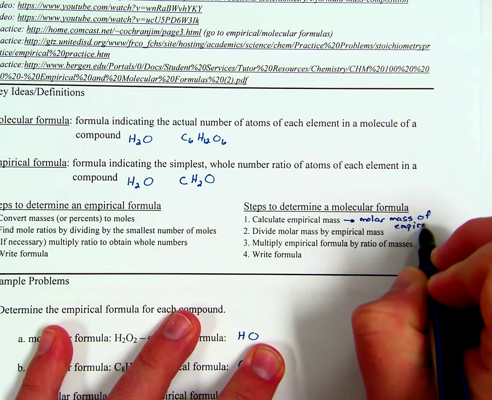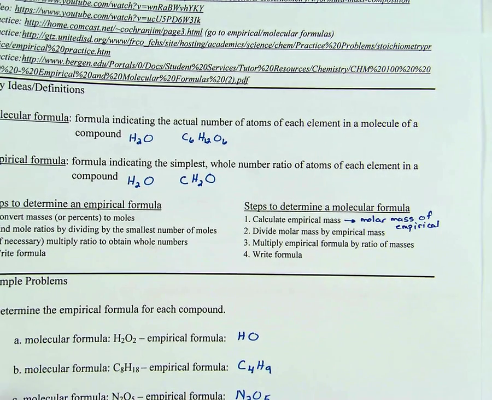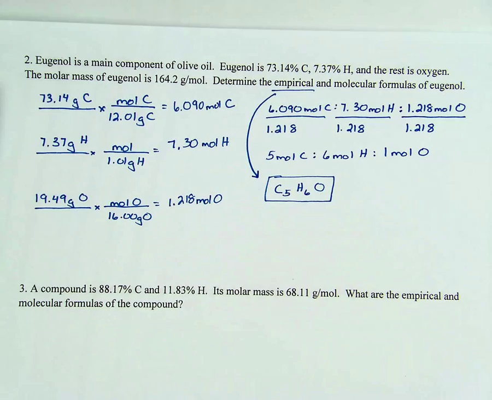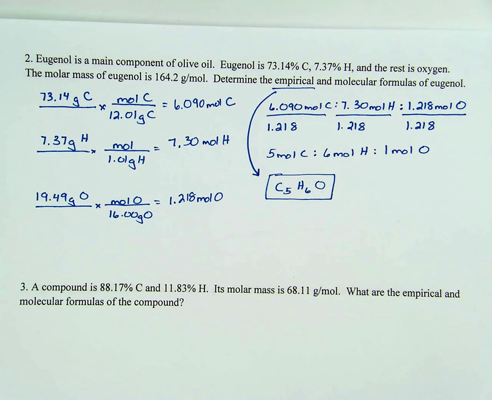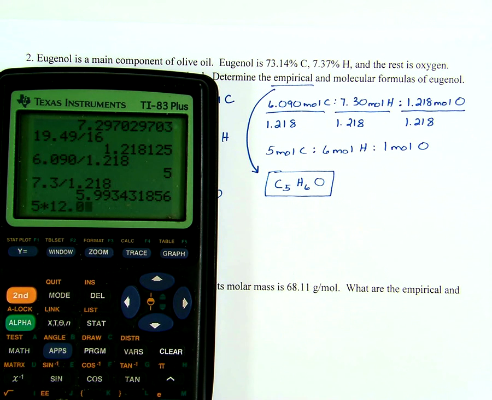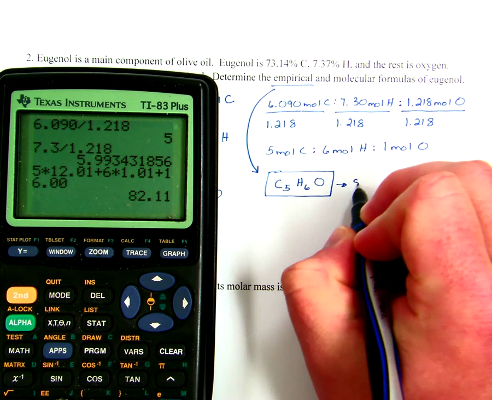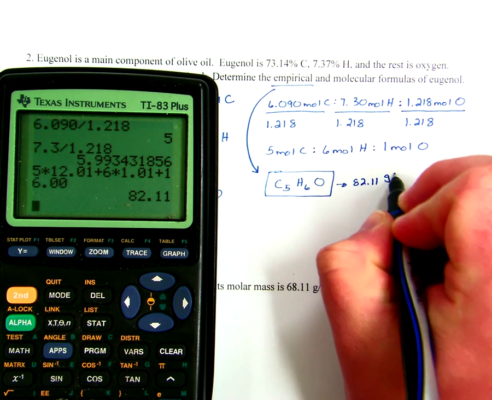So if we look at the empirical formula that we just found, I'll calculate the molar mass of that. We have 5 times 12.01 plus 6 times 1.01 plus 16.00. This gives me 82.11 grams per mole for that molar mass. Okay, so there's the first step.